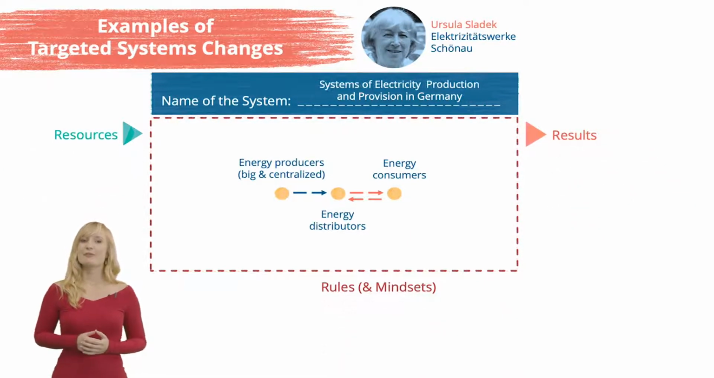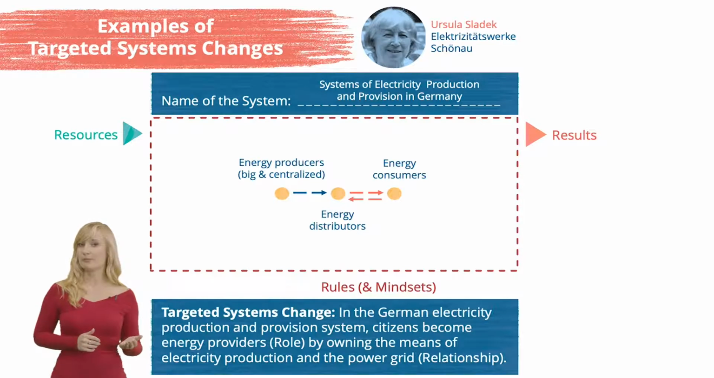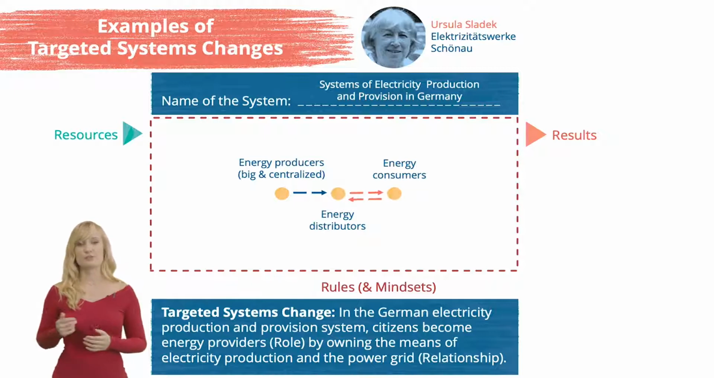In summary, if we put the essence of the system's change into one sentence, we could arrive at something like the following. In the German electricity production and provision system, citizens become energy providers, which is a role change, by owning the means of electricity production and the power grid, which is a relationship change.